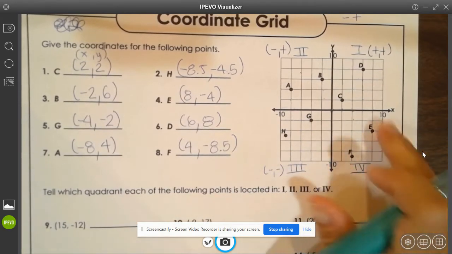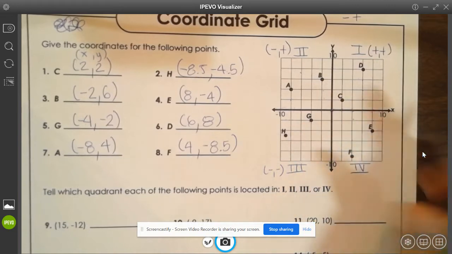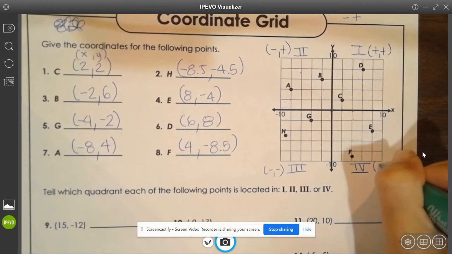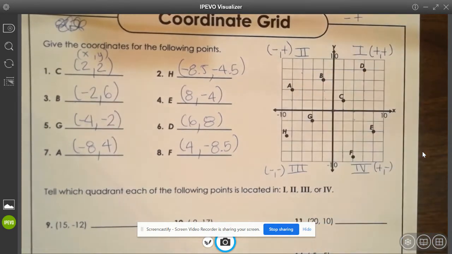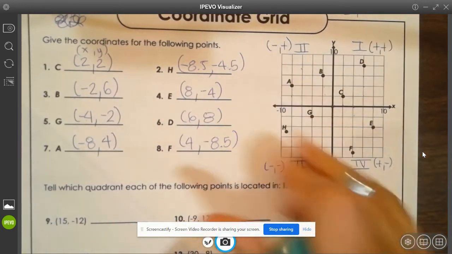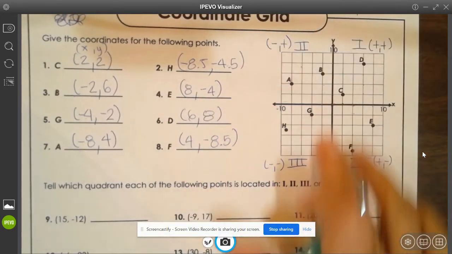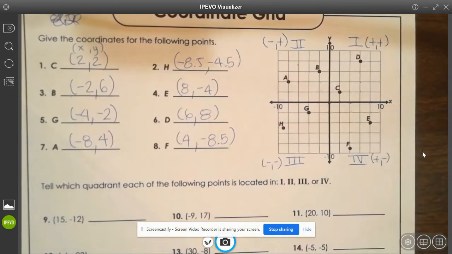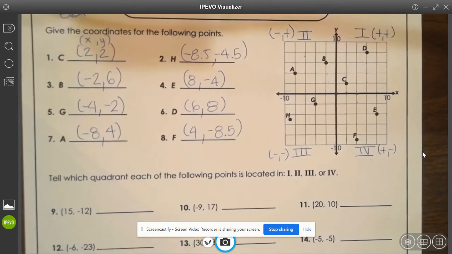And then in quadrant 4, X will be positive, but Y will be negative. Notice that it's the opposite of each other, okay? All right, but notice that that doesn't change. It's always the same, okay? So as long as your Y is vertical and your X is horizontal, it doesn't change here. All right, so knowing that, let's find the points.